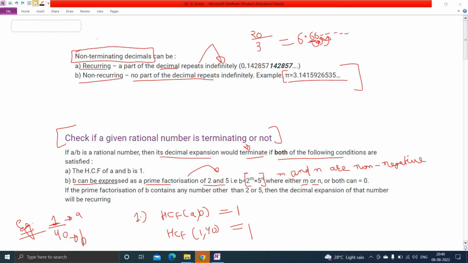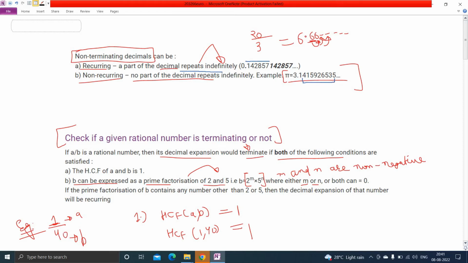Yeah, you can see this here, non-terminating decimal. Non-terminating decimals are of two types. What are the two types? Recurring decimals and non-recurring decimals. As I told you, a part of the decimal which repeats indefinitely is known as recurring, because you can see this part is repeating itself again and again. And in non-recurring, no part of the decimal repeats itself.